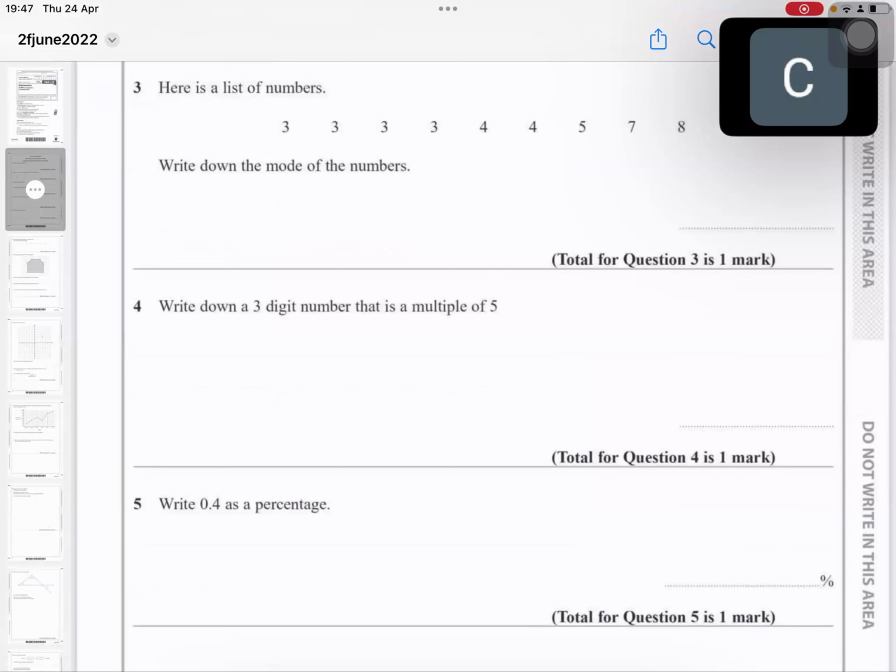Okay. It says here is a list of numbers. Write down the mode. The mode of a set of numbers is the one that has the highest frequency, right? Yes. And in this case, clearly it looks like 3 to me, right? Yes. Okay.